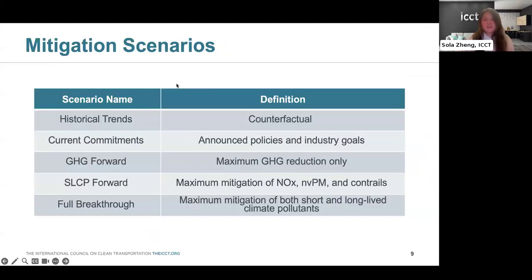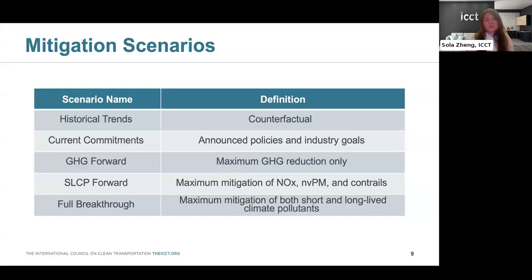So speaking of the future emission scenarios, we designed 5 scenarios where 2 of them represent a business as usual type situation. One of them is historical trends, where we model no action on aviation emissions reduction whatsoever. The other one is called current commitments, which encompasses announced SAF mandates and manufacturer goals for designing more fuel efficient aircraft.